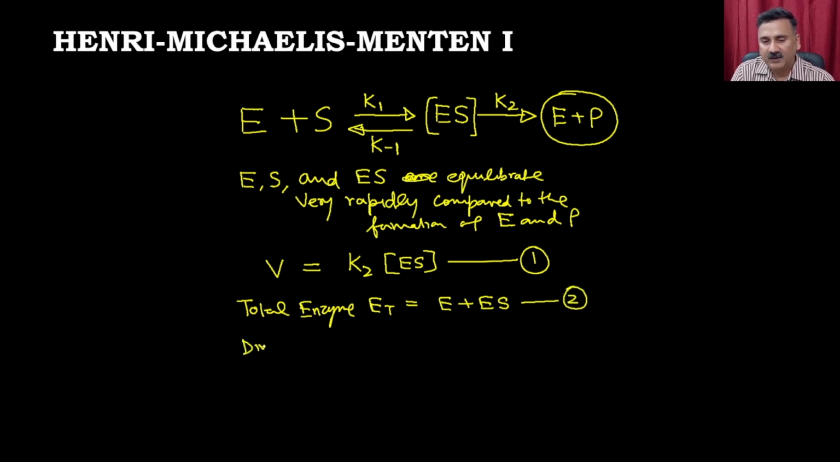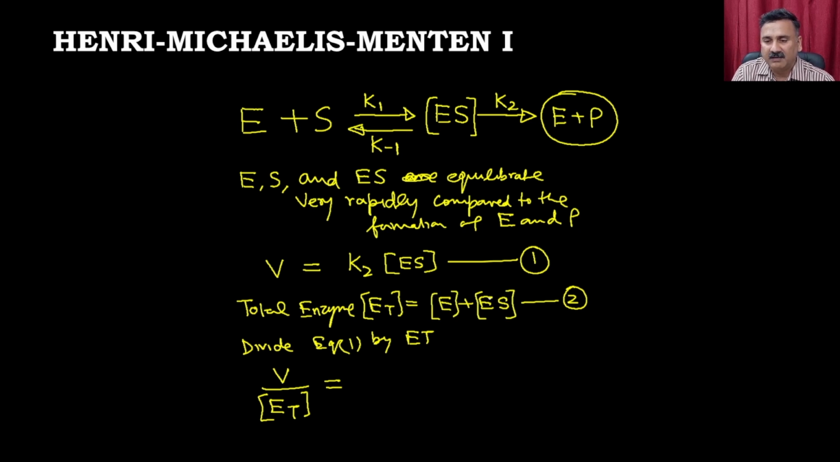Now if you divide equation 1 by ET, it is going to give you V by ET, and this is the concentration, okay? So we are talking about the total concentrations, which is equivalent to the concentration of the enzyme and the concentration of the enzyme substrate complex. Remember that our main objective is to calculate the concentration of ES, right? So then it is going to be K2 ES divided by, and instead of writing ET, I am writing E plus ES, right? And this is equation number 3.